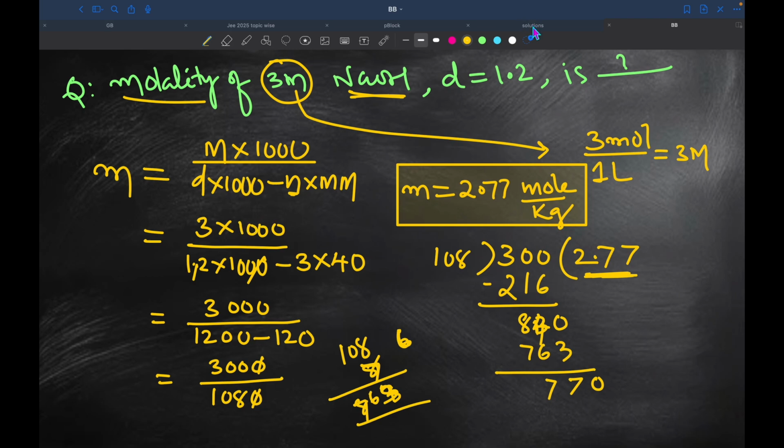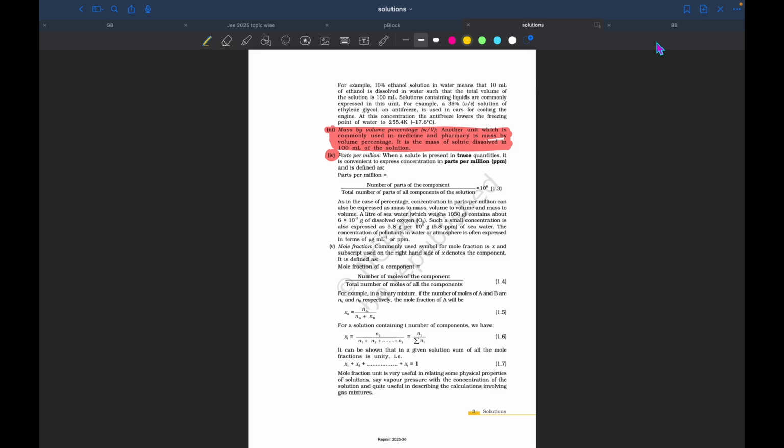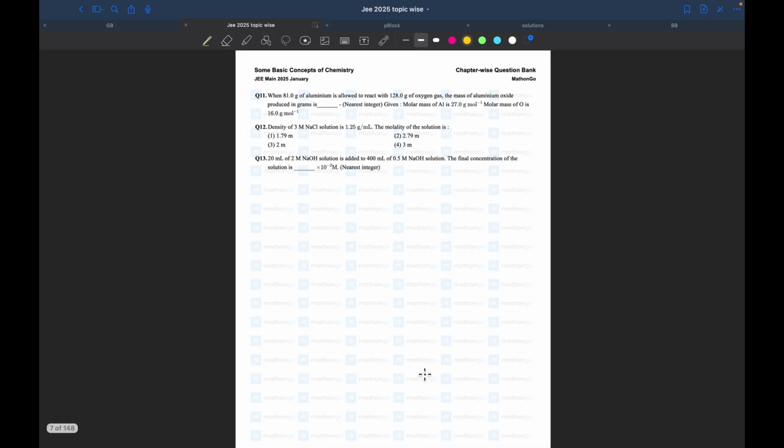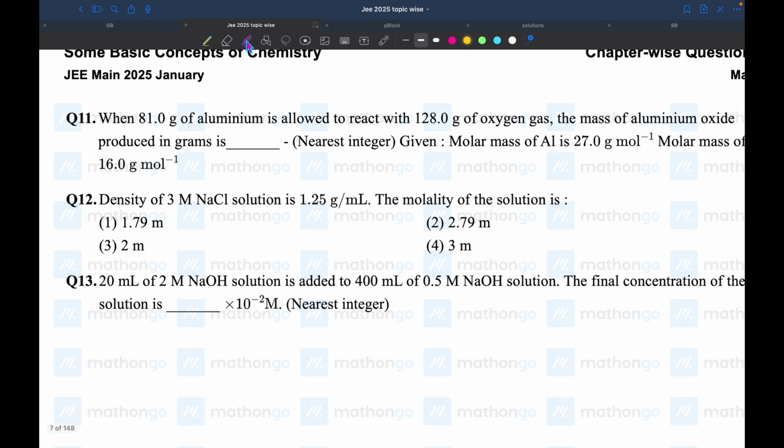So we shall take one more question from solutions. Here it is. Student, this question you have to solve. Density of 3 molar NaCl solution is 1.25. The molality is how much? Solve it, 12th question. All of you solve it and tell the answer.